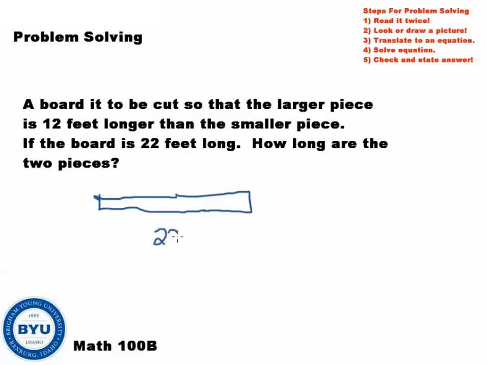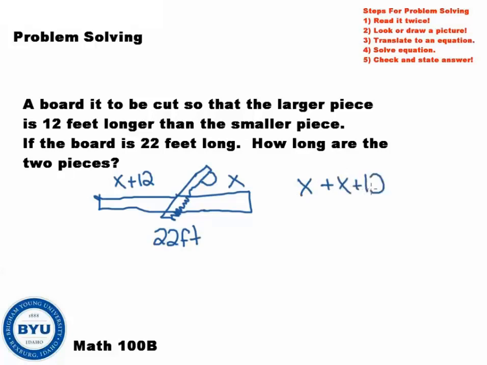This is 22 feet long, and somewhere in here we are going to take a saw with a handle and cut this board so that we're going to have a small piece, which I'm going to call x, and then a bigger piece, which is going to be 12 feet longer than the smaller piece. Okay, sweet. So now we can write this equation.